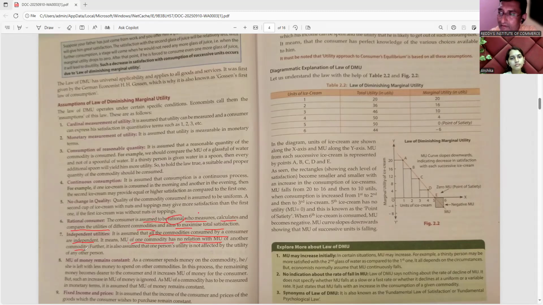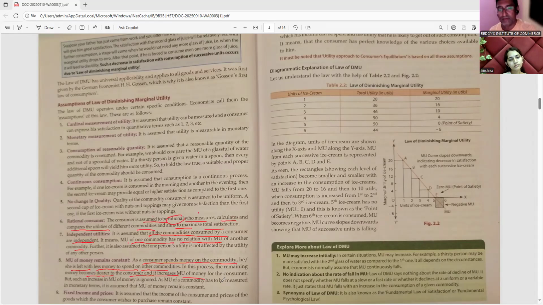The first scoop of ice cream was in the flavor of coconut, and when you are consuming the second time with the flavor of strawberry, both are different. So MU of money remains constant. As the consumer spends money on the commodity, he is left with less money to spend on other commodities. In this process, the remaining money becomes dearer to the consumer and it increases MU.